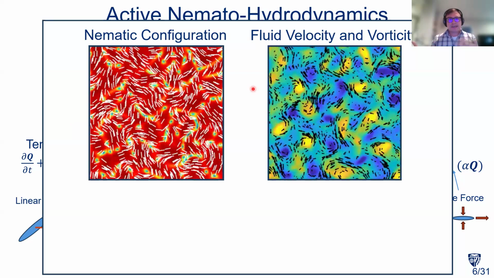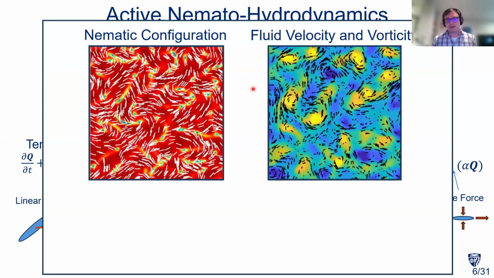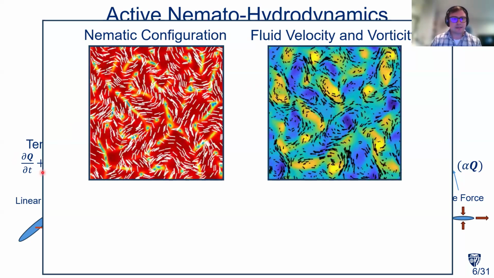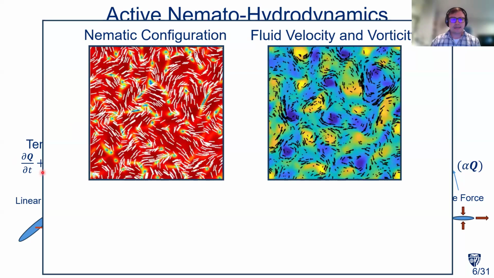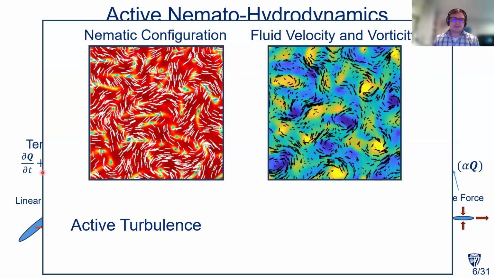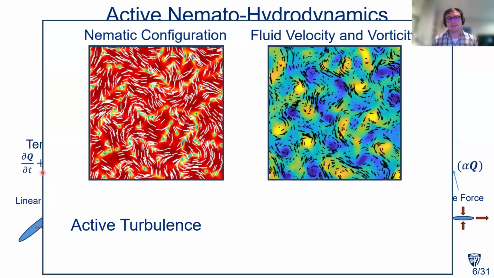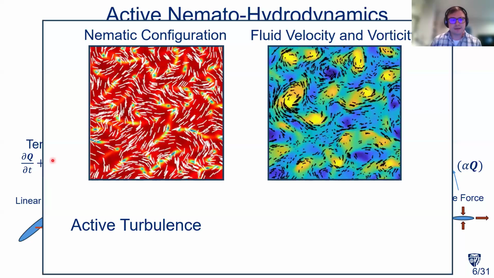So the chaotic flow mode is given by these equations. And we typically give this phase a name. We call it active turbulence because it has some similarities to inertial turbulence, although it's not quite the same phase.